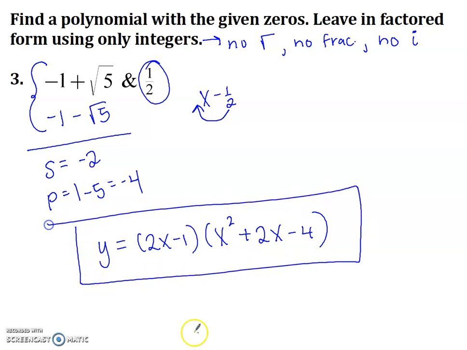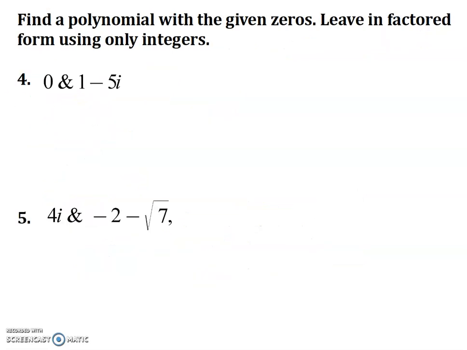And then this is completely factored form. This trinomial is not factorable. The only way to solve it would be the quadratic formula. It would give us these two answers. Okay, let's look at two more examples.